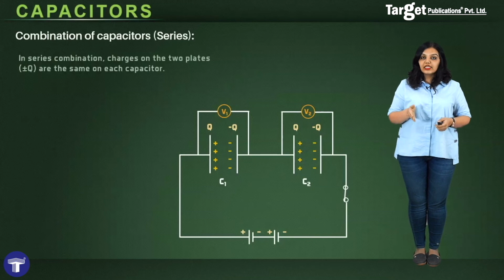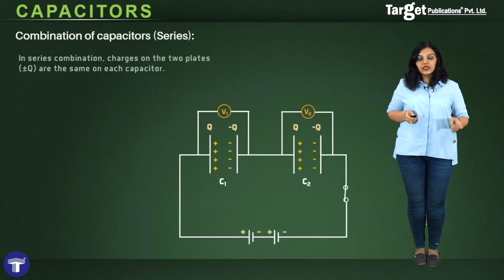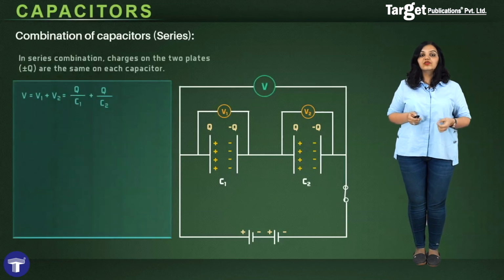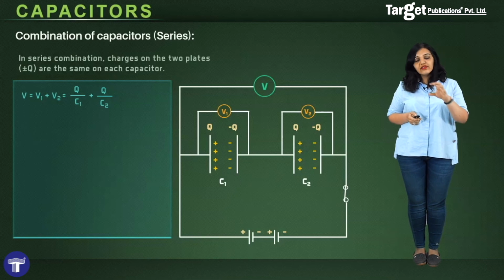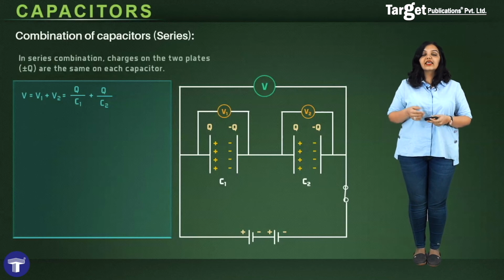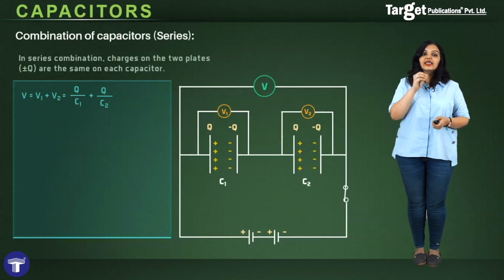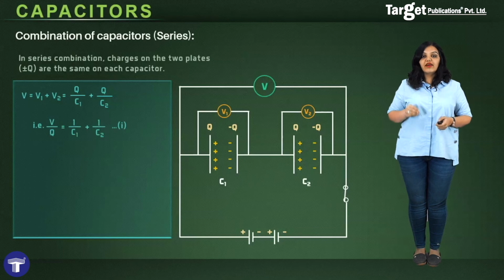If V1 is the potential difference between the plates of C1 and V2 is the potential difference between the plates of C2, then I know that the total potential will be V, which is equal to V1 plus V2. And for each of the capacitors, I can write down the capacitance formula, that is C is equal to Q by V, and from here I can get the value for V1, that will be Q upon C1, and V2, which will be Q upon C2, and I put that in this equation, so I get V is equal to Q upon C1 plus Q upon C2. I take the Q to the other side and I get V by Q is equal to 1 upon C1 plus 1 upon C2.